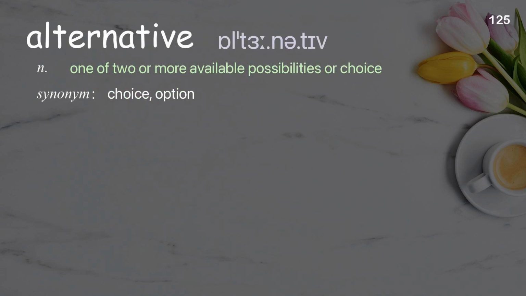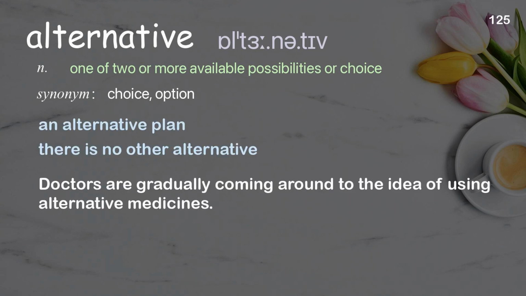Alternative. One of two or more available possibilities or choices. Examples: an alternative plan, there is no other alternative. Doctors are gradually coming around to the idea of using alternative medicines.